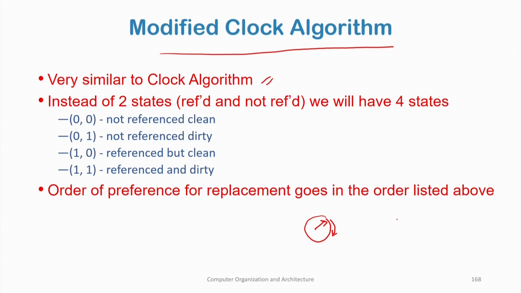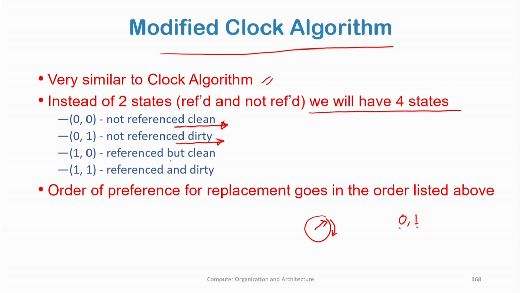However, instead of 2 states, previously I only had 2 states for each page, either the reference bit is 0 or 1. Now, I have 4 states and the first state is 0 0. That means the reference bit is 0 as well as the dirty bit is 0. 0 1 means it is not referenced, it is an old page, but it is dirty. That means that even if it is not referenced in the recent past, if I choose this page, I will have to write it back.